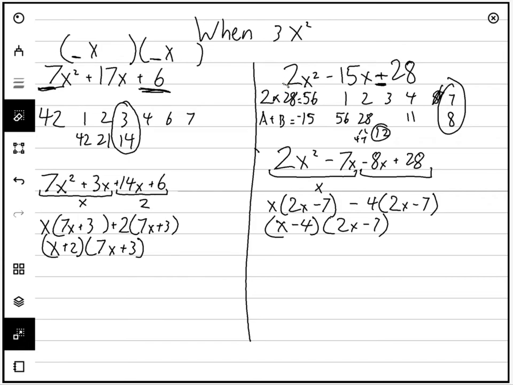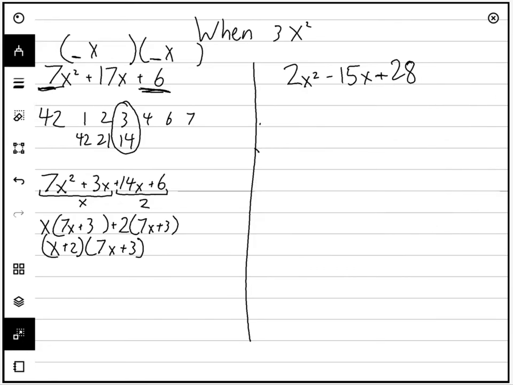Okay. Maybe you've memorized this side, but I'm going to erase it now, and then we're going to do this from the beginning. All right. So just like before, we're going to multiply: 2 times 28, and that gives us 56. Okay, so what are the factors of 56?